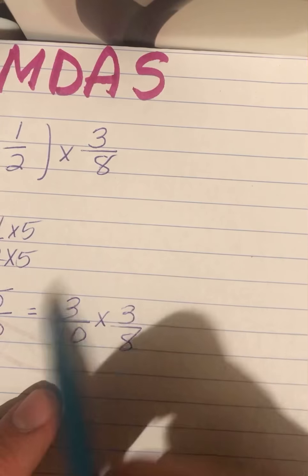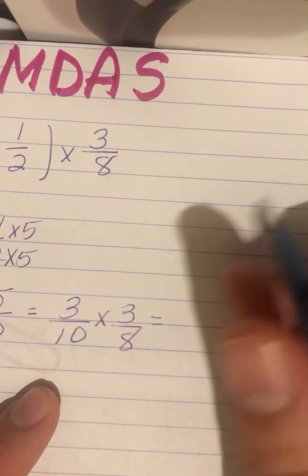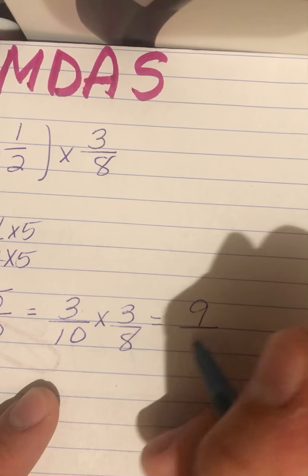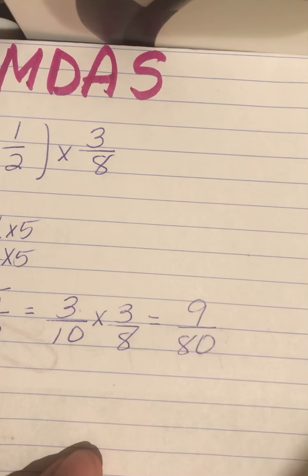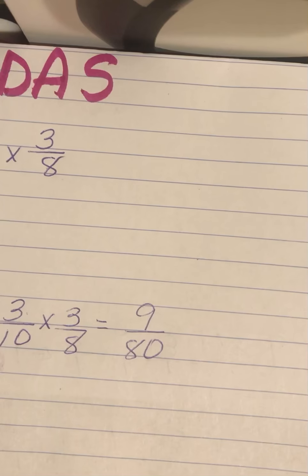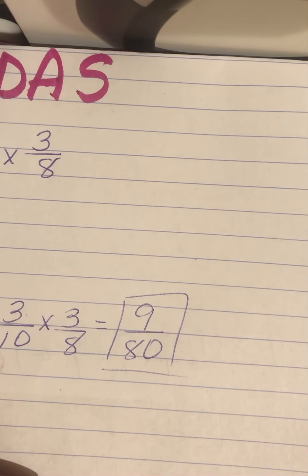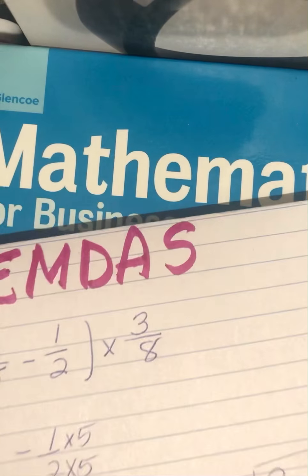Now, can I cross simplify here? No, I can't. So I just multiply straight across horizontally. 3 times 3 is 9. 10 times 8 is 80. And I'm left with 9 over 80. However, I just can't leave it as 9 over 80 because 9 and 80 have, just kidding, 9 and 80 is the answer. They don't share a common factor. So 9 over 80 is my answer. Let me do one more, and then that'll be it.